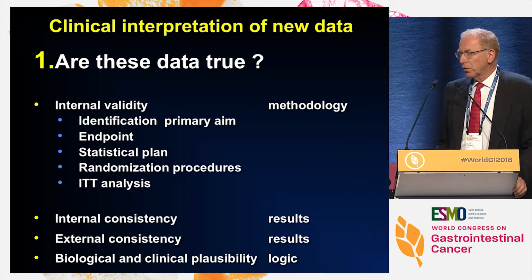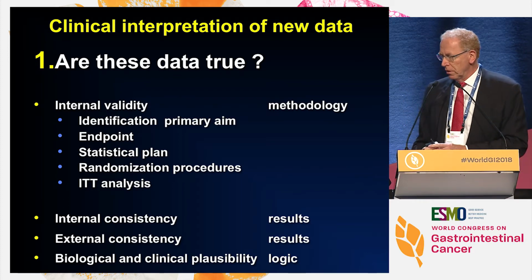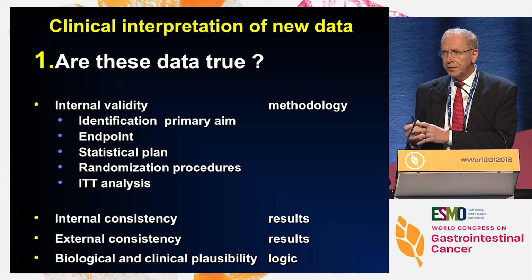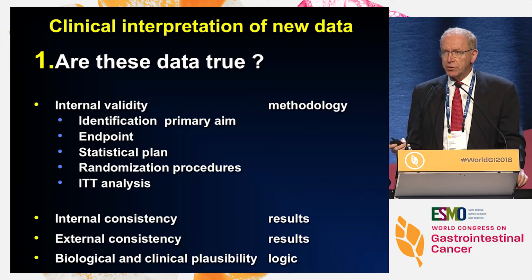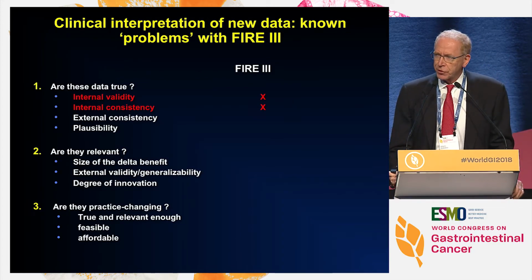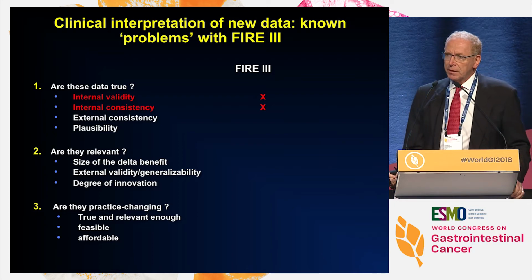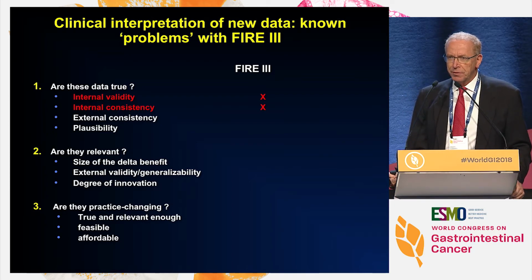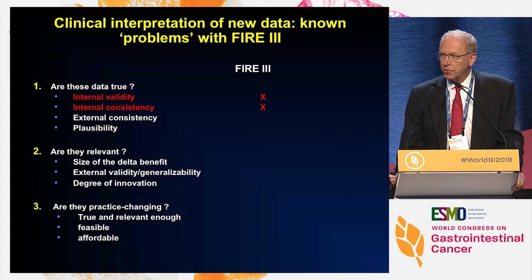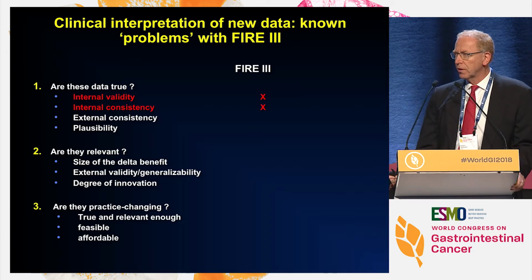I think I have a very good example in the field of GI oncology to analyze the first aspect of data interpretation, that is, how true are these data? And that is a very famous trial, the FIRE3 trial, that investigated chemotherapy plus Bev versus chemotherapy plus cetuximab. The trial showed a benefit in terms of overall survival for the combination of chemotherapy plus cetuximab versus chemo plus Bev.